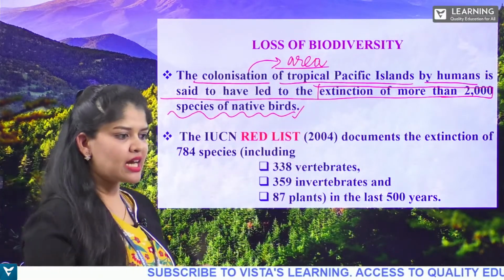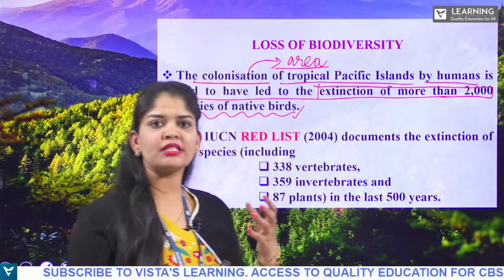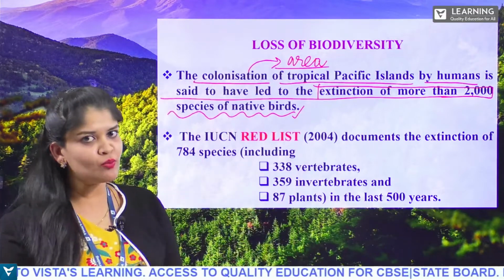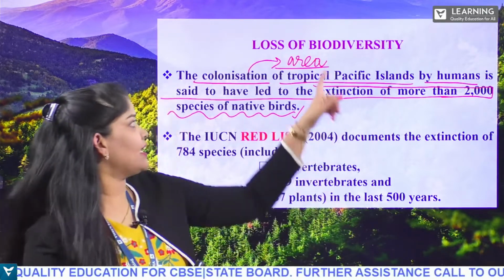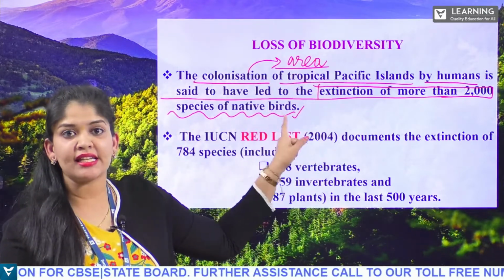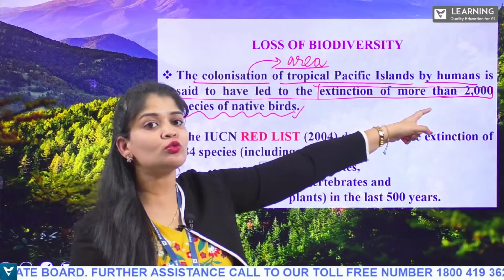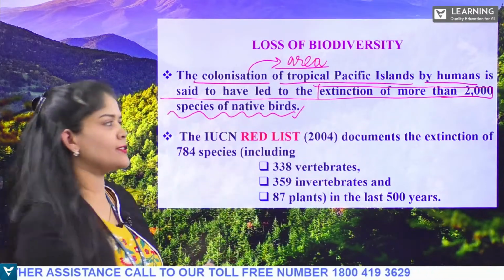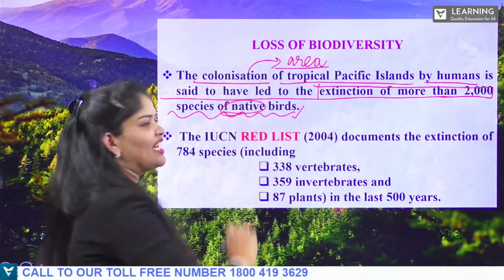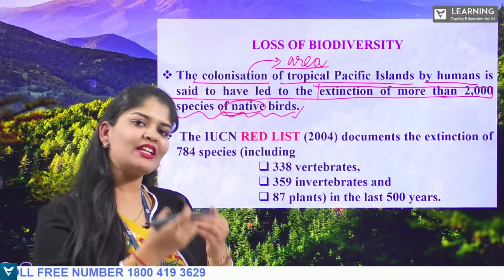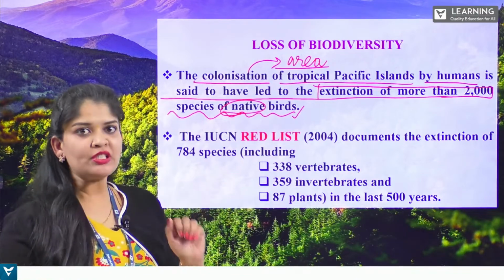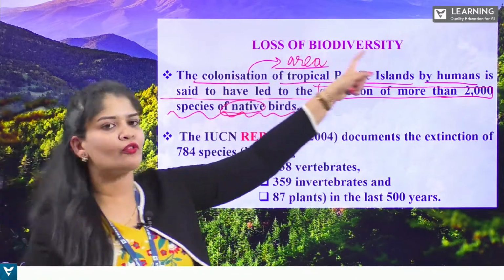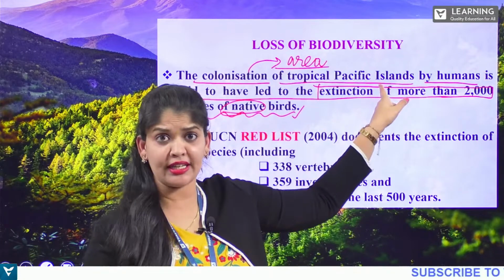Once the humans start colonizing, once the human race started establishing itself in the area, it leads to the extinction of nearly 2,000 species of native birds. Native means indigenous, which already exist in that particular area. So this all happens because of colonization by humans in that particular area.